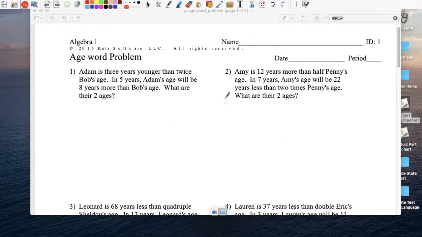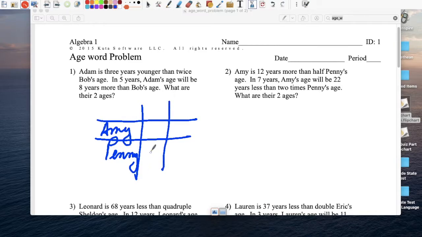2, Amy is 12 years more. So Amy again is being referred to in terms of Penny. So we don't know what Penny is. So Penny is going to be our P here. And Amy is 12 years older, 12 years more. So 12 years more literally is 12 plus what? Half of Penny's age. So whatever Penny is divided by 2. So that's how old Amy is right now. 12 plus half of Penny. So that's their now age.